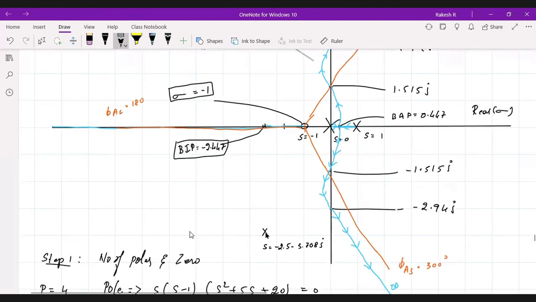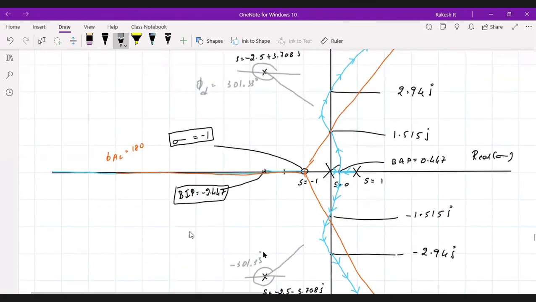Similarly, for this also, you can take this angle will be minus 301.33 degrees here. Right? This is the angle of departure here. Now the root will be departing on this and coming and meeting the breakaway point, the breakaway or break-in point, and it will be merging. One will be merging towards S equals -1. Another one will be going to infinity here, right?